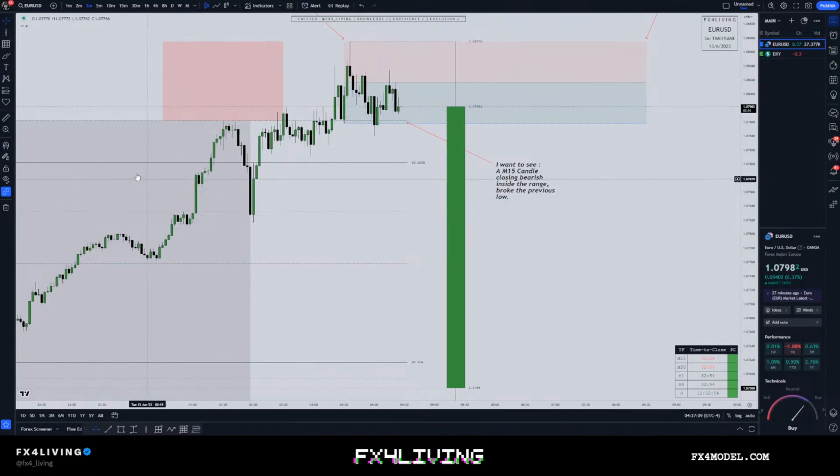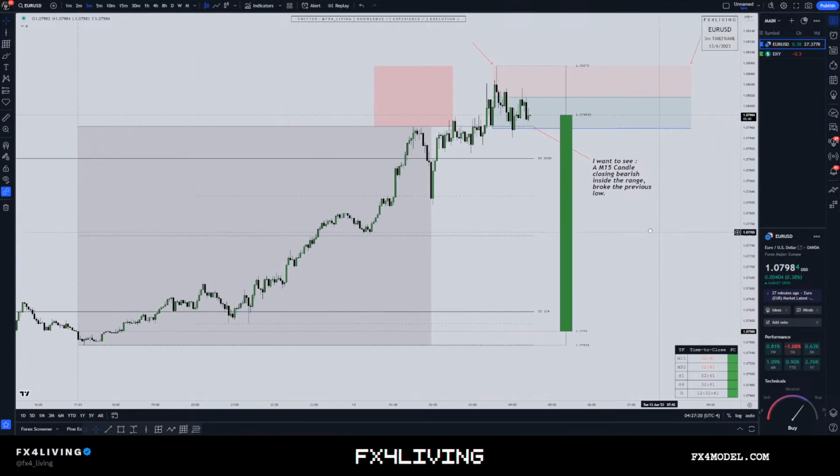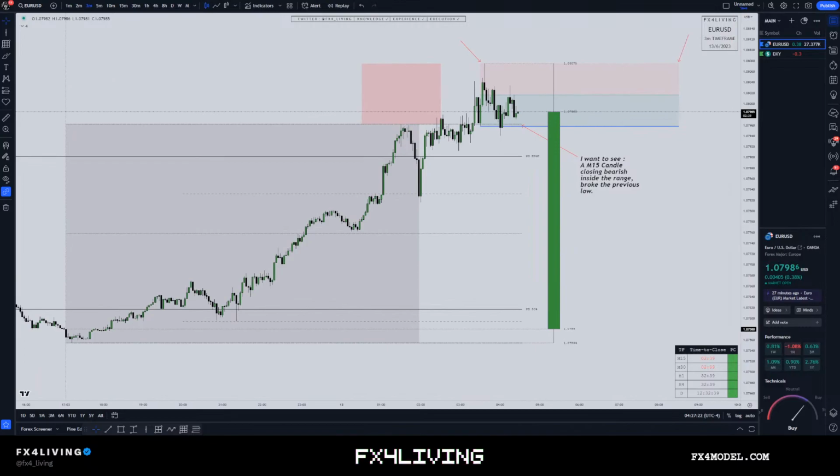I'm kind of struggling plotting my PD arrays. Do I just mark every all high, blah blah blah? Just go for the biggest PD arrays. I can show you guys the PD arrays that I'm using, my favorite ones. And what PD arrays mean is premium discount arrays.